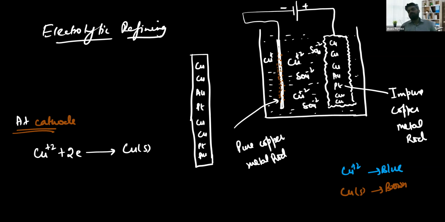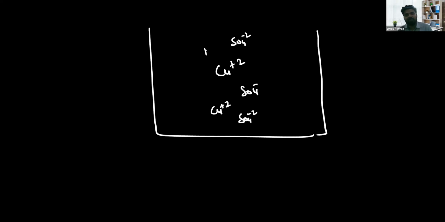Got it? Are you getting my point? Yes, sir. So one by one, every Cu2 positive ion will come, get 2 electrons and get deposited here. Sir, could you please explain this point again? Yes. We are going to have a copper sulfate solution in a beaker. Copper sulfate is Cu2 positive and SO4 minus 2 ions.